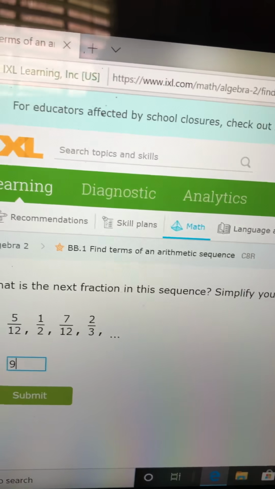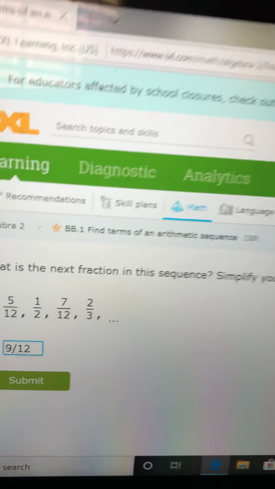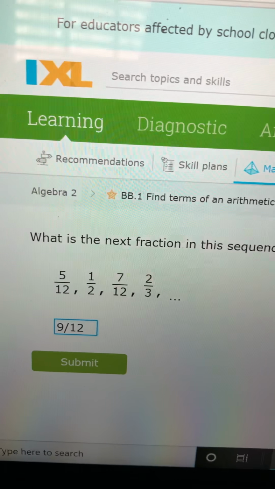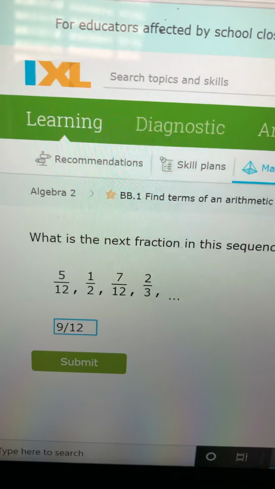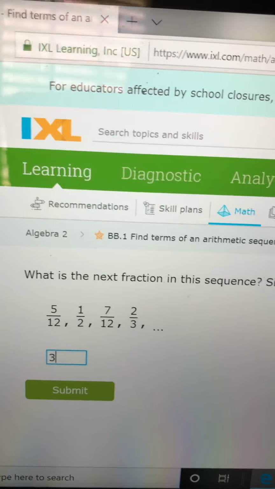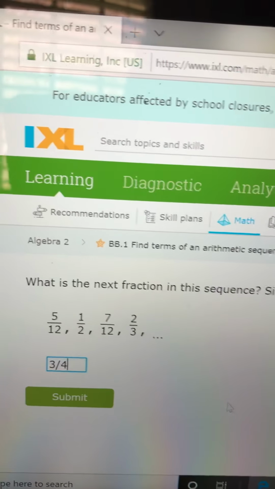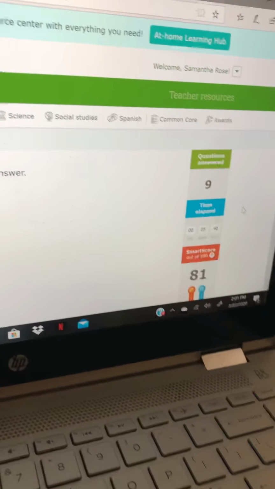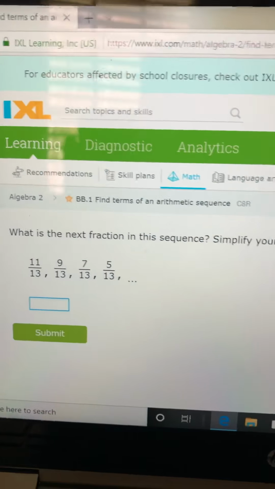Now, it might want me to reduce that because 9 over 12 will reduce to what? 3 will go into 9 3 times, and 3 will go into 12 4 times. So 3 over 4 is reduced, and this says simplify your answer, so I better type in 3 over 4 because I don't want it to count me wrong. Okay, now I've made it to the blue ribbon. So this is how you do BB1.